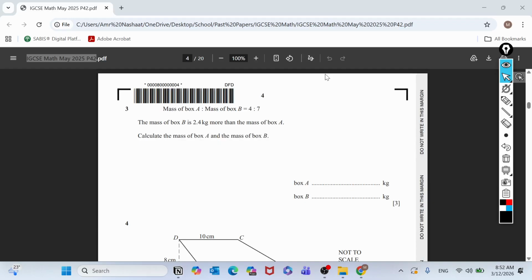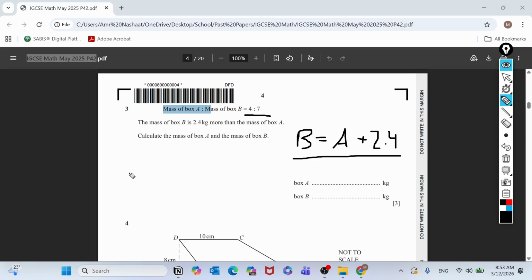Okay. The ratio of the mass of box A and the mass of box B is 4 to 7. The mass of box B is 2.4 kilograms more than the mass of box A. So B is equal to A plus what? 2.4. Okay, so this is what we know. And what else? Yeah, this is the ratio.